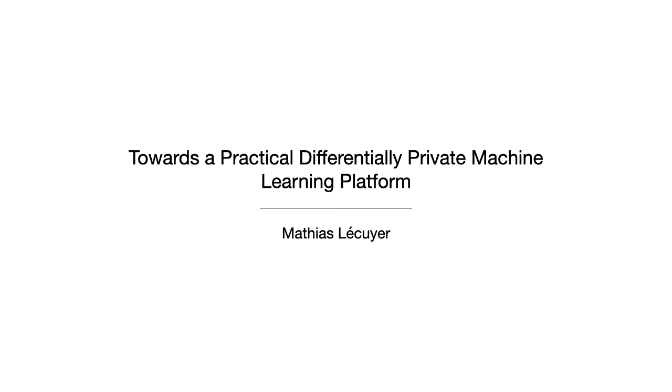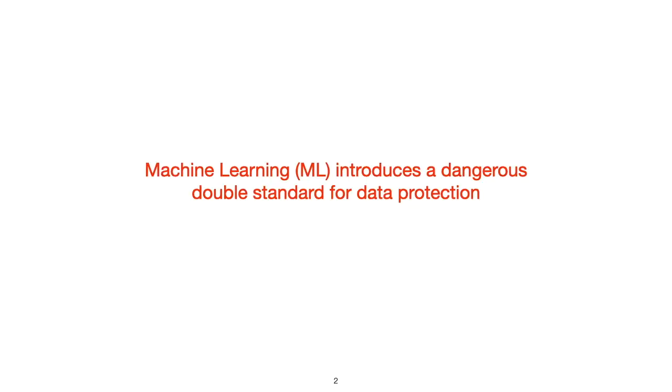And today I'll talk about data protection for machine learning platforms. And I'll start with the observation that the increasing deployment of machine learning introduces a double standard for data protection. So what do I mean by that? Let's illustrate this double standard by taking a messaging application as an example.